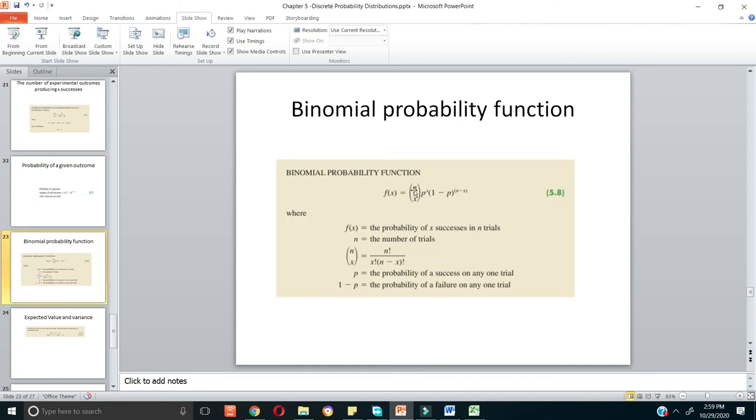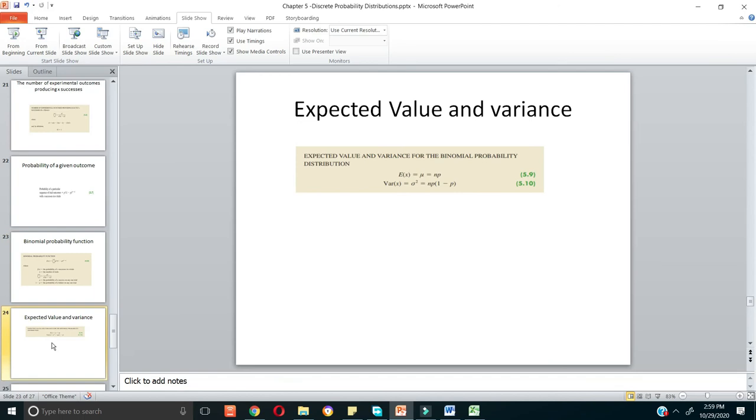Then if you are going to sum up the actual probability for all events in which you have x successes, right? Then you have to get this value over here, which is the combination, because you're getting all events. This is the number of events that will give you x successes, right?